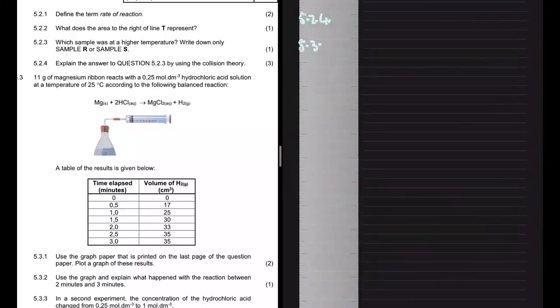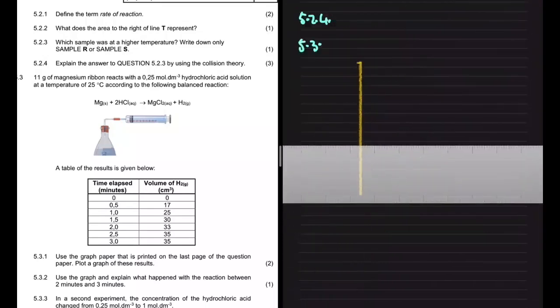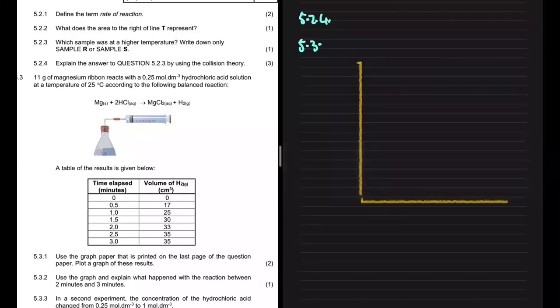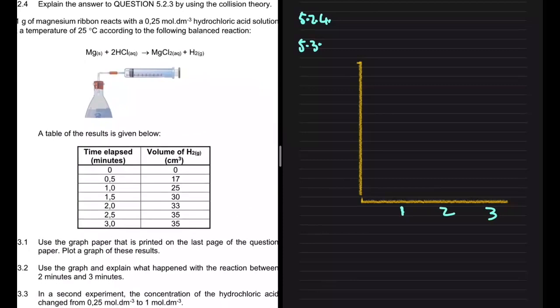So we have our y-axis and we have our x-axis. On our x-axis, we're going to have the time, obviously. So let's have an interval of 1. So we're going to have 1, 2, 3. And then on the x-axis, that is time in seconds. And then on the y-axis, we have the volume. We have the volume in centimeter cube. Right. And then we have 0 to 35. So let's move with an interval of 10.